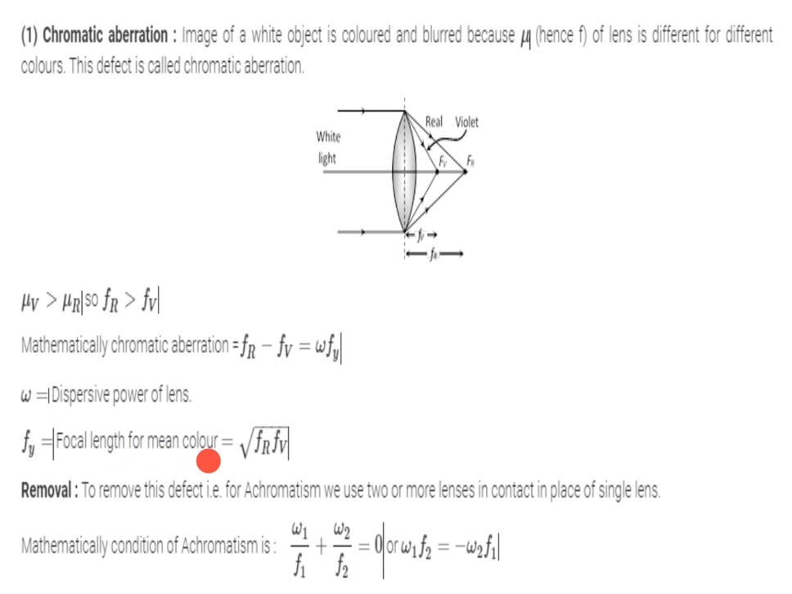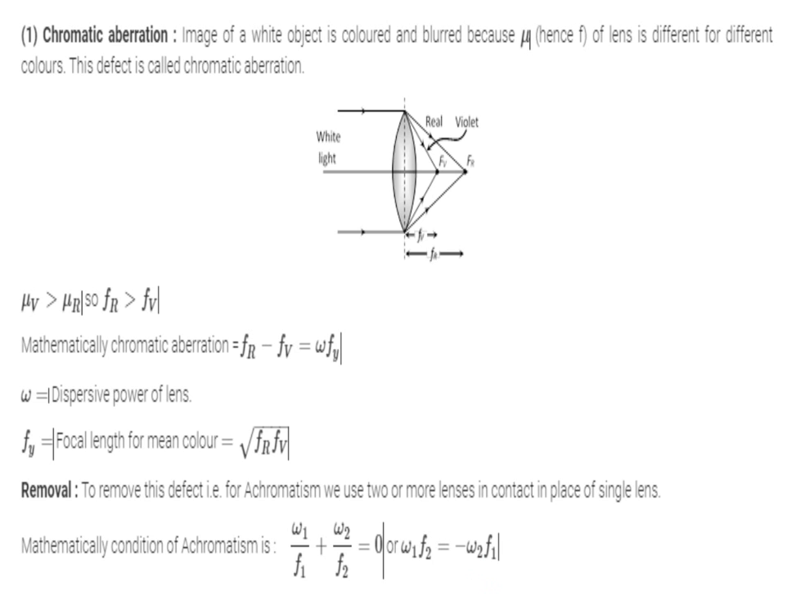To remove this chromatic aberration, that is, for achromatism, we use two or more lenses in contact in place of a single lens. Therefore, the mathematical condition for achromatism is omega 1 upon F1 plus omega 2 upon F2 is equal to 0, and that is nothing but omega 1 F2 is equal to minus omega 2 F1.